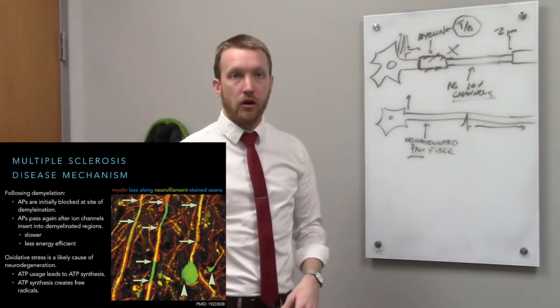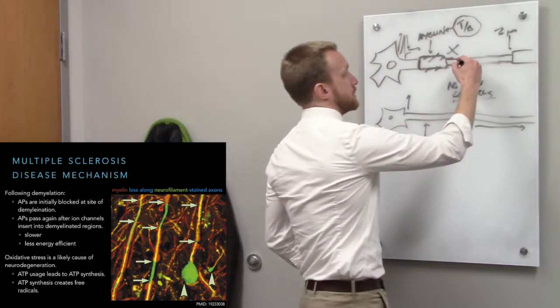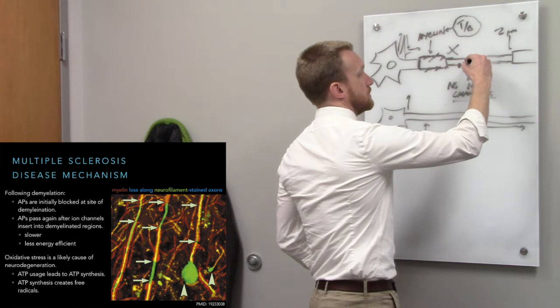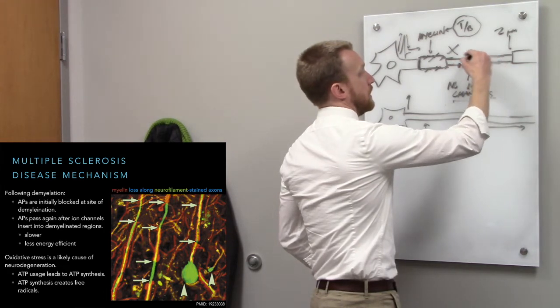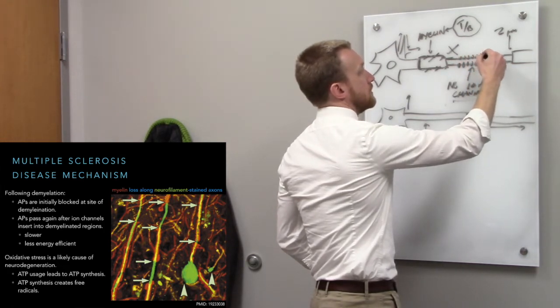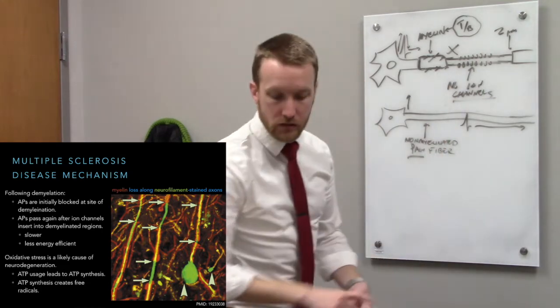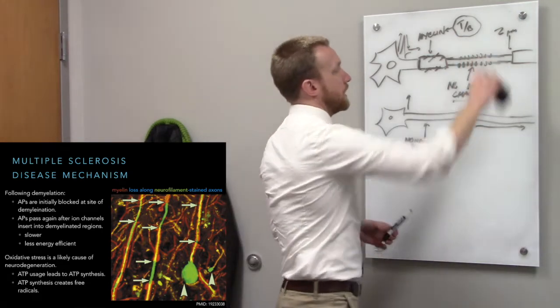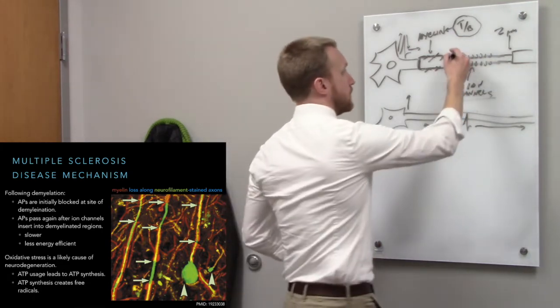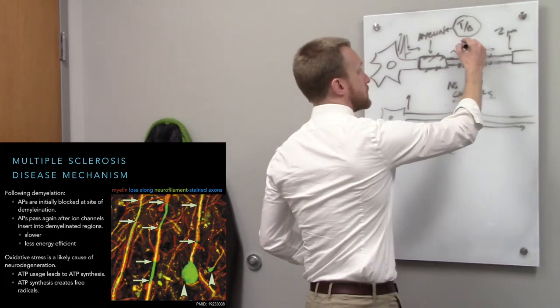This is going to resolve as we insert additional ion channels. And now the action potential can propagate again, but it's just slower.